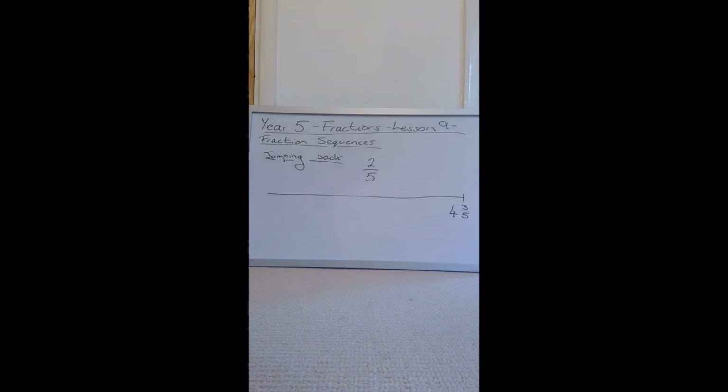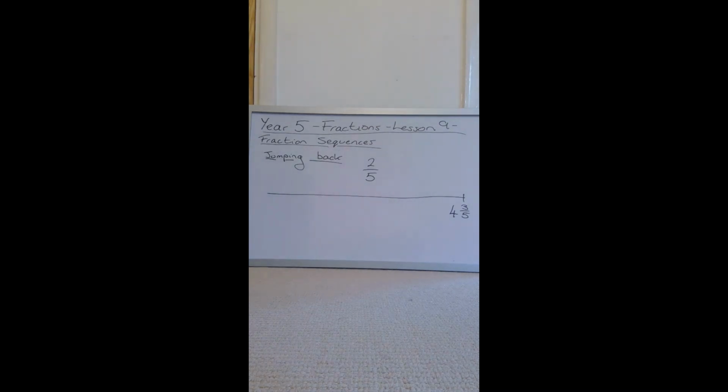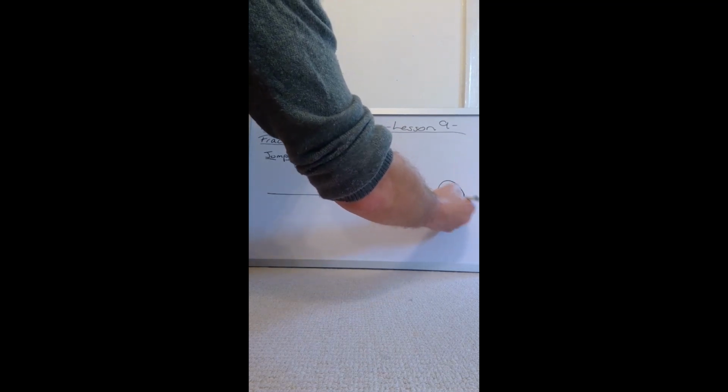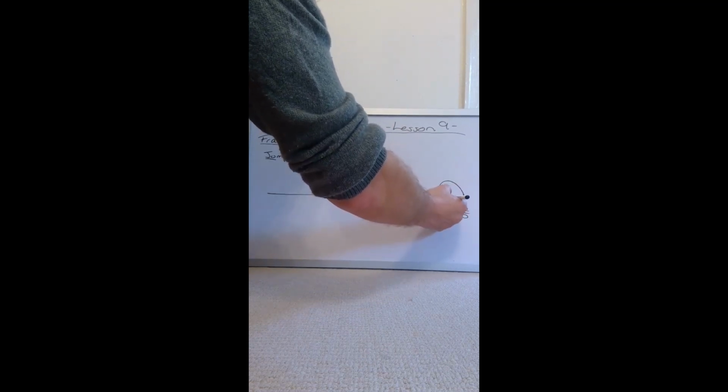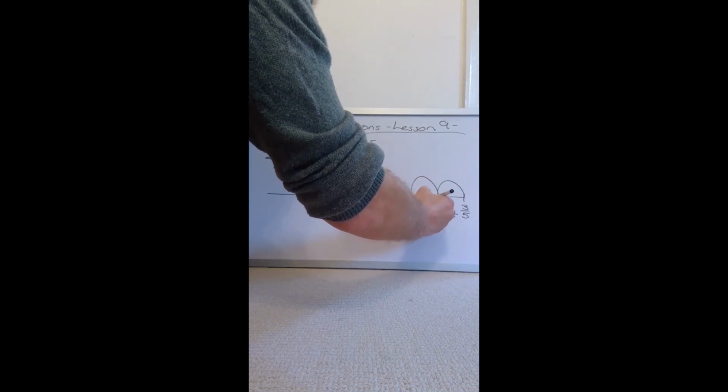You can also have much bigger jumps as well. So in this case, I'm going to jump back 2/5 at a time. I'm starting this time from 4 and 3/5. So just remember, I'm jumping back 2 jumps each time. I jump back, in fact, you can even count back. So it goes 4 and 3/5 to 4 and 2/5. Go back again, 4 and 1/5.